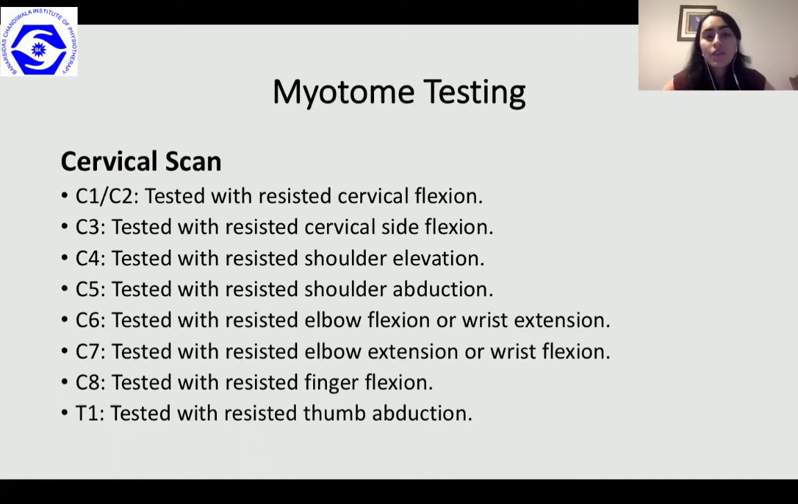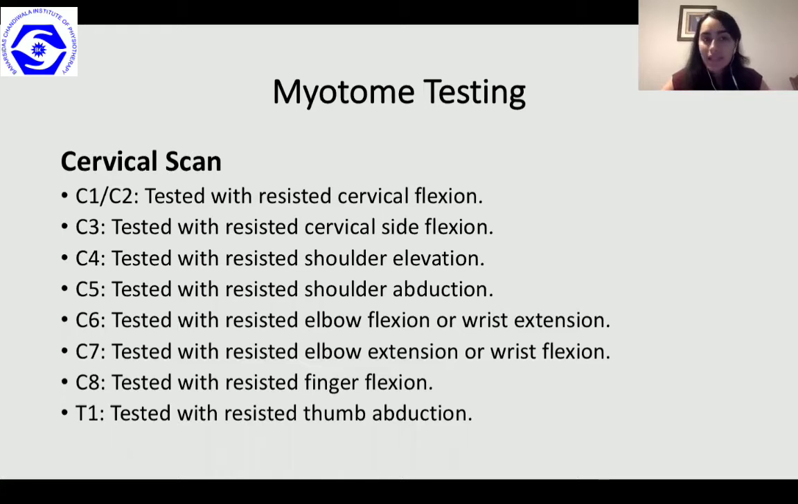So in this, first of all, we'll make sure that the patient is in a comfortable position. In case of the cervical spine, we'll make sure that the person is sitting comfortably, and we'll explain to him what we are doing so that he doesn't get nervous. And we will be explaining all this to him in layman terms. For C1 and C2, we will be testing resisted cervical flexion.